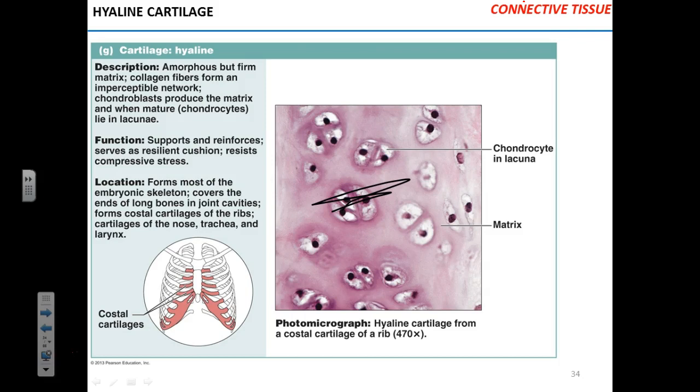So we have 3 types of loose connective tissue proper. It's areolar, adipose, and reticular. And 3 types of dense connective tissue proper. So regular, irregular, and elastic.